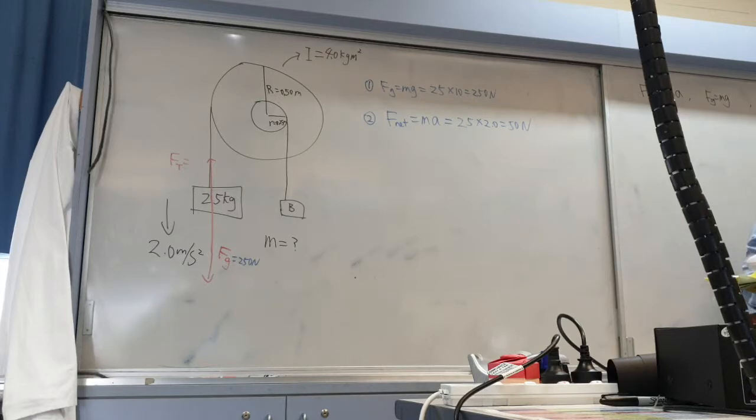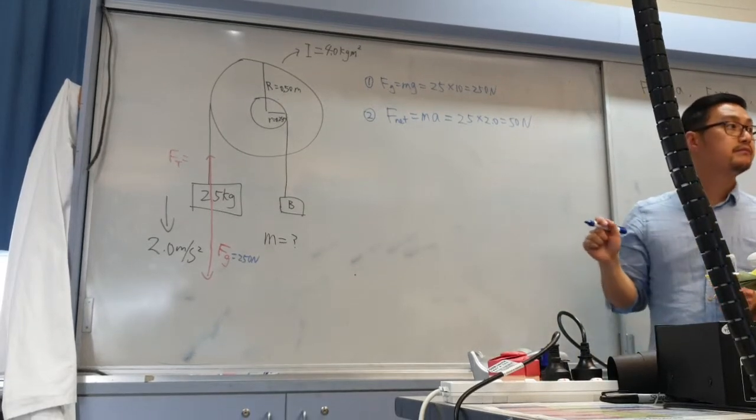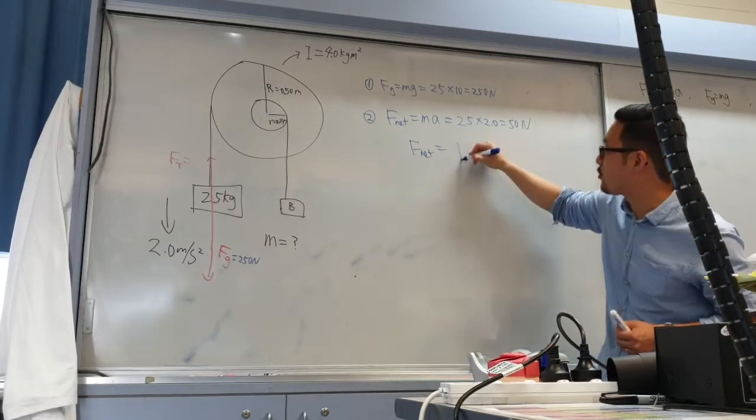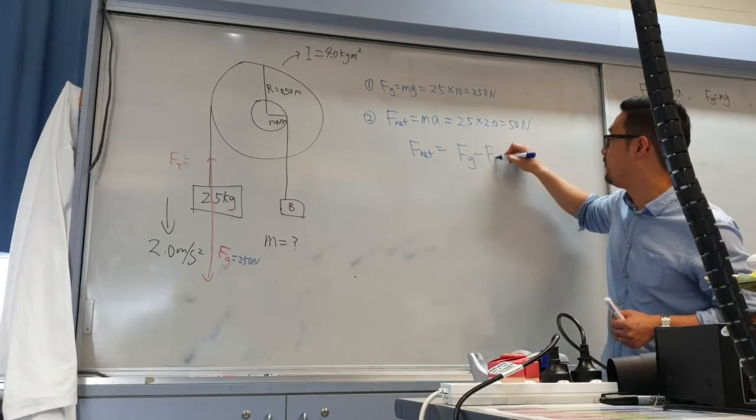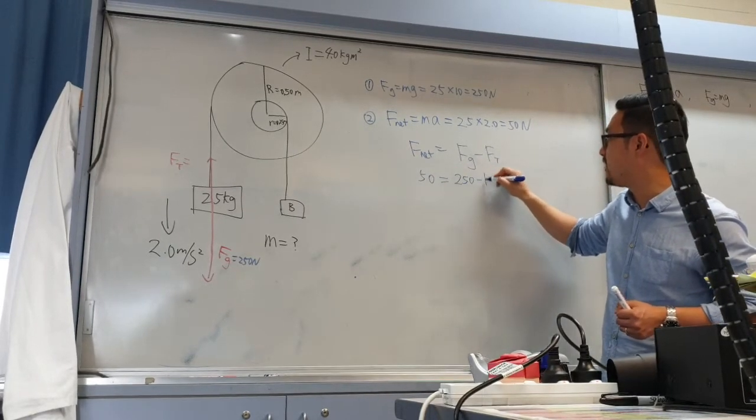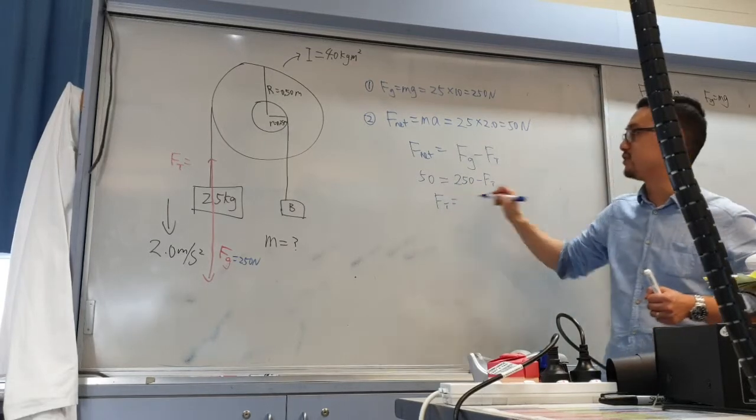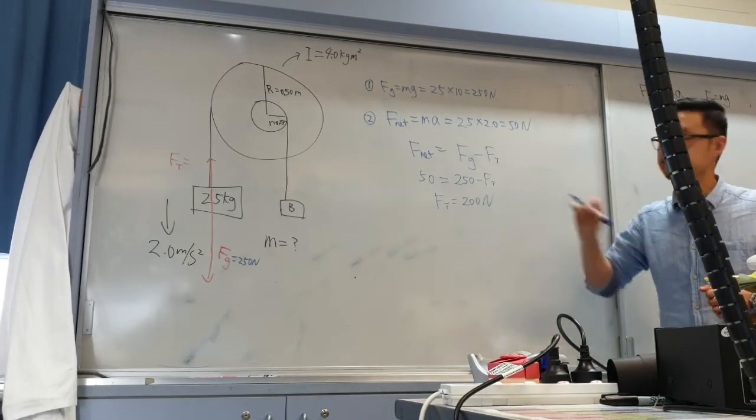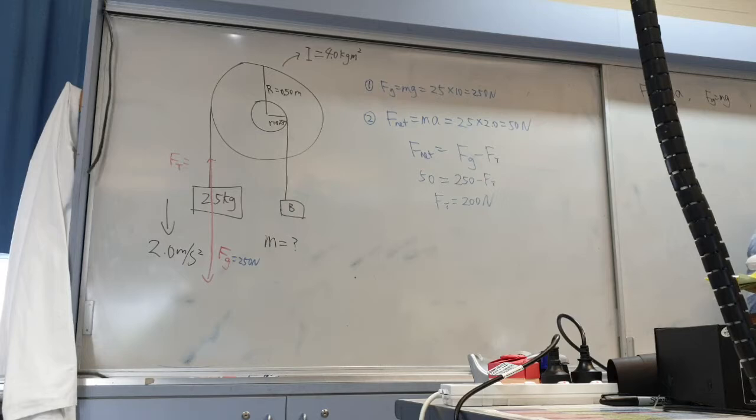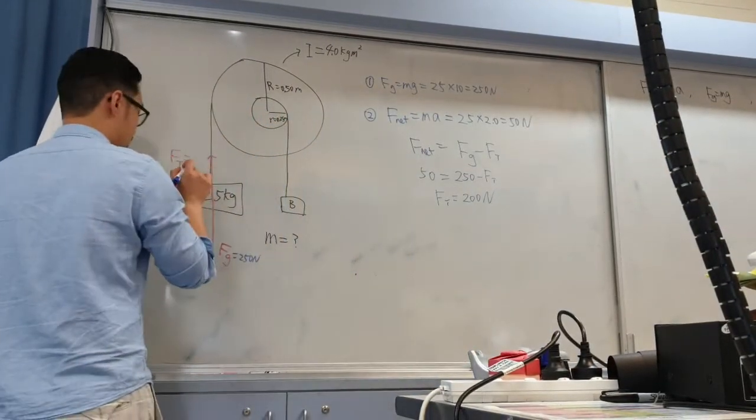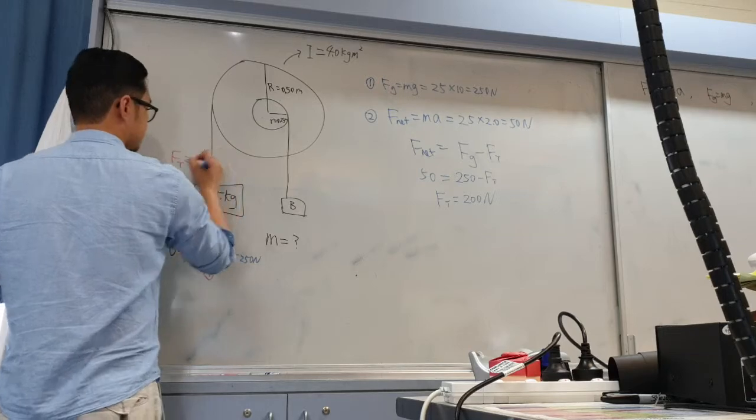Okay, and where does this net force come from? Gravity is bigger, so it's gravity minus the tension force. So the net force, 50, equals gravity, 250, minus Ft. So now I know the tension force equals 200. So far I'm using level 2 physics, right? Make sense? Okay, so this equals 200 Newton.